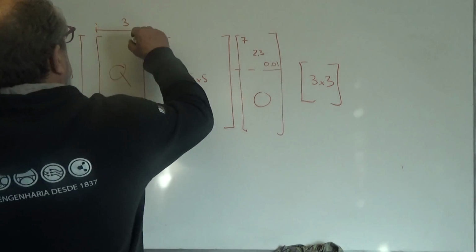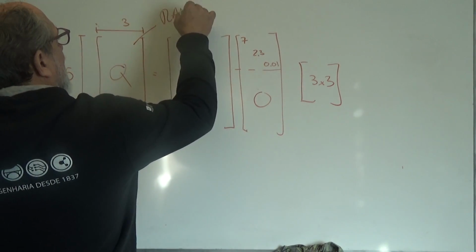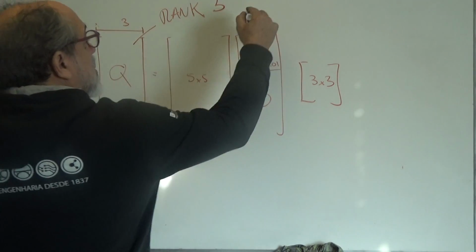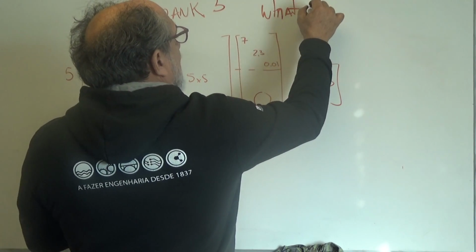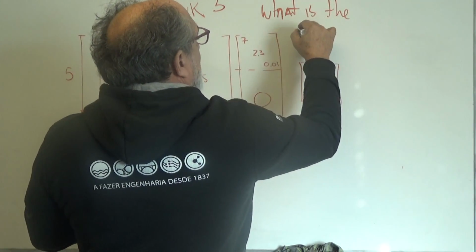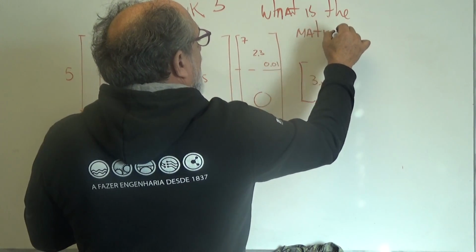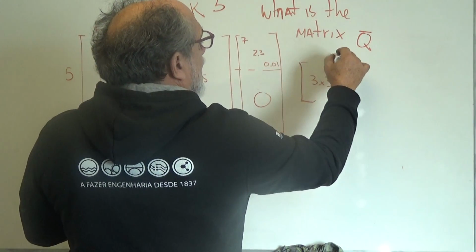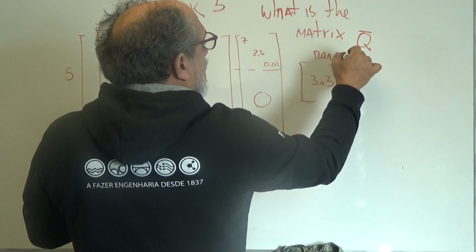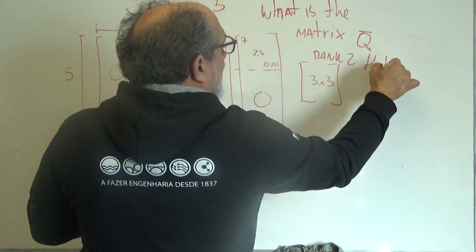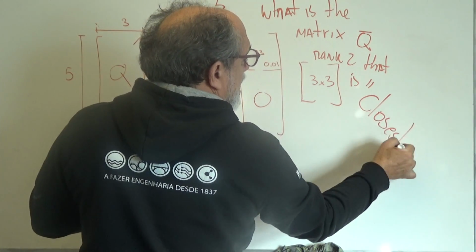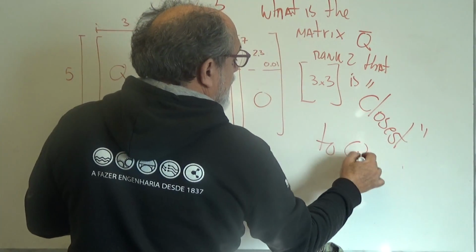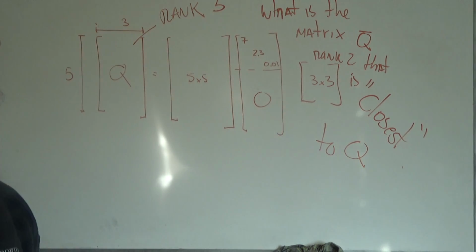Okay, this one is rank 3. But I want to say, what is the matrix Q bar rank 2 that is, in quotes, closest to Q? Okay, what is the matrix Q bar which is rank 2 that is closest to Q?